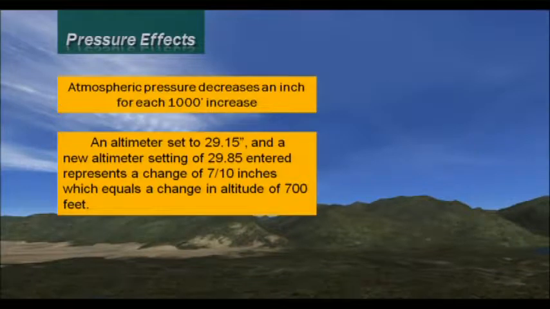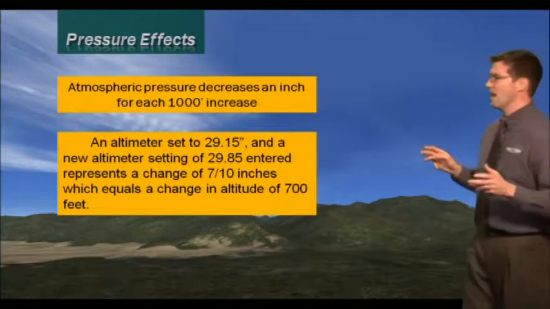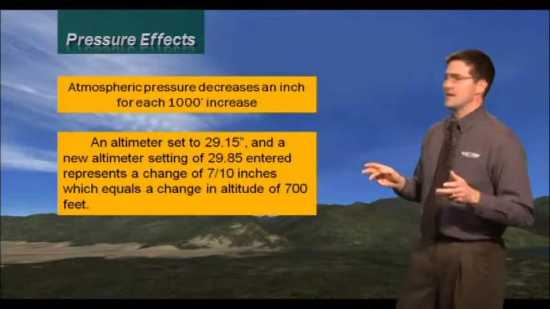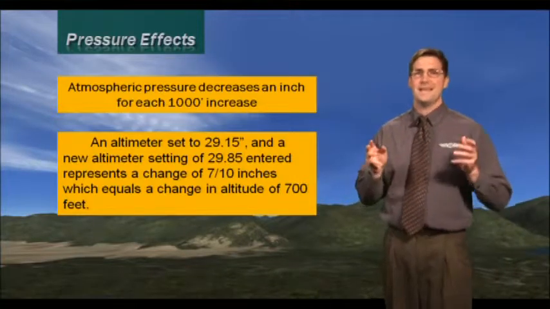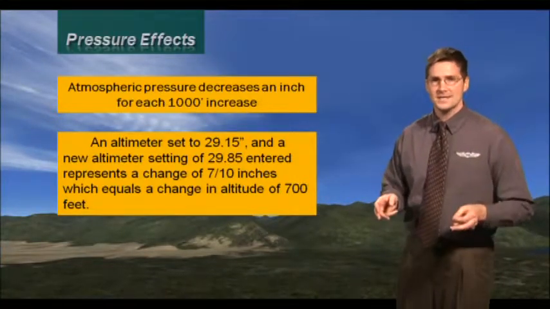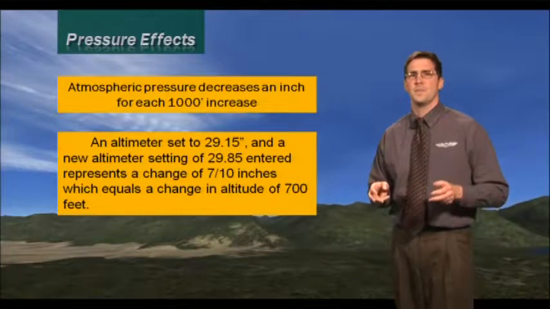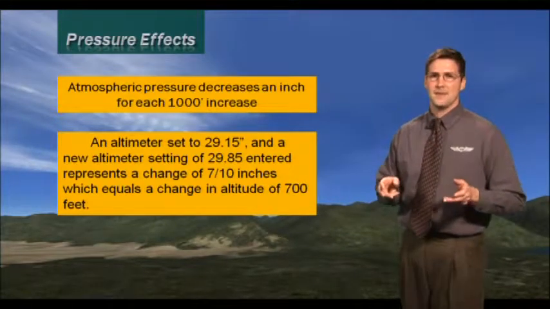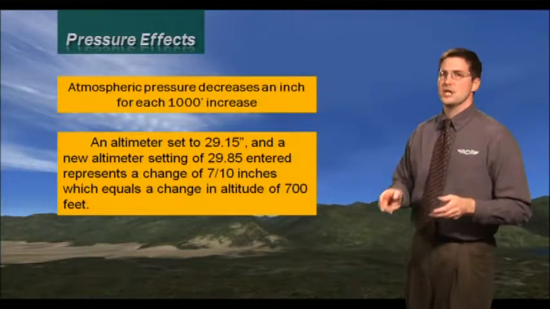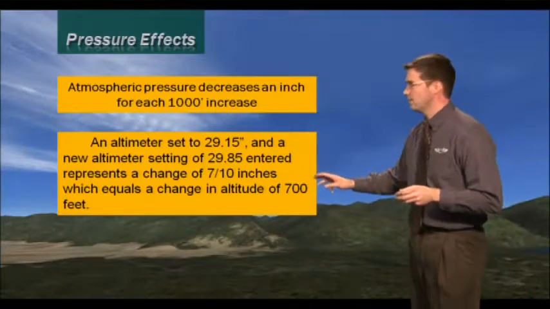Here's an example for pressure effects. Suppose we're flying with our altimeter set to 29.15 and we get a current altimeter setting from the tower of 29.85. That's an increase of 7/10 of an inch of mercury. So we have 7/10 times 1,000 feet, and this equals a change in altitude of about 700 feet.